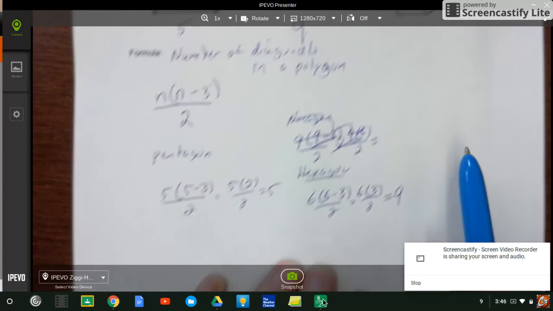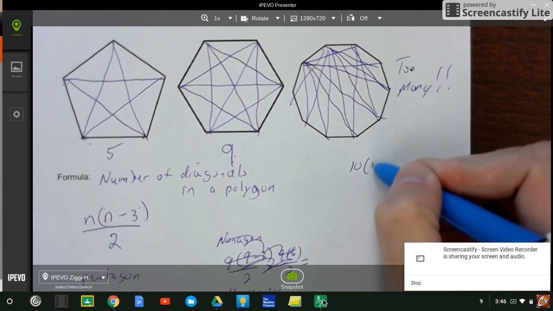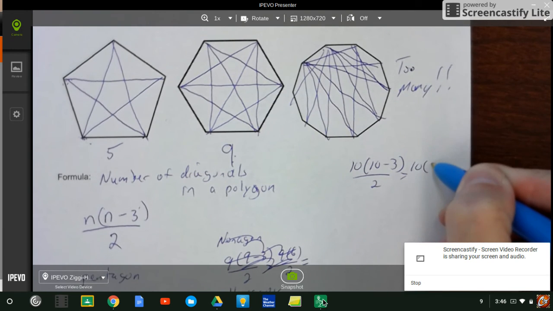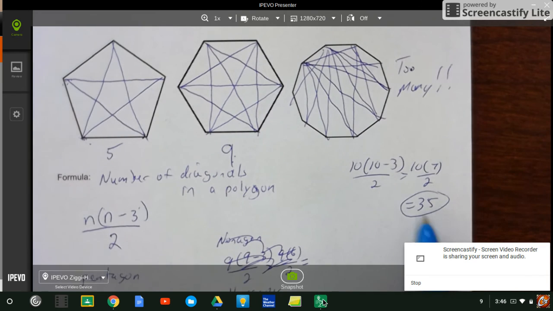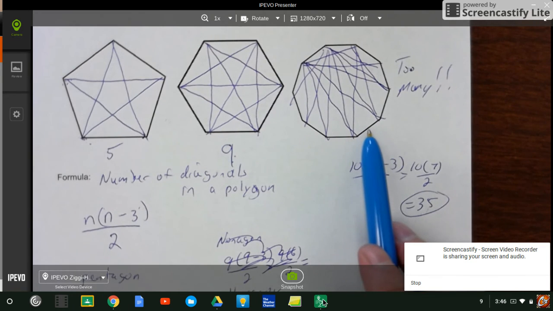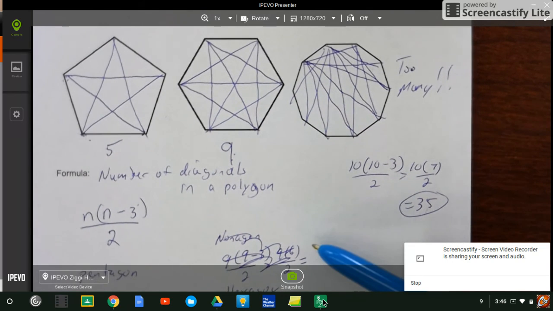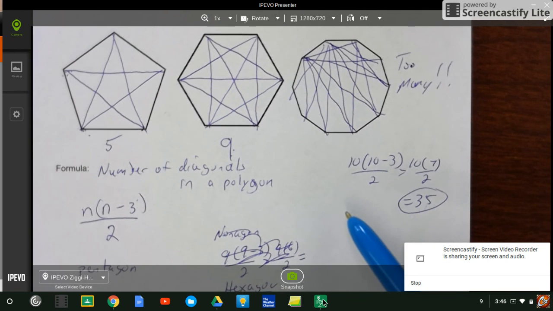So let's bring that back to my 10-sided. So 10 times (10 minus 3) over 2. So that's 10 times 7 over 2, 35 diagonals. Now, that's not too bad. I could have counted 35, but I don't want to go too much higher. So here's your job. Fill out a chart to see how big it gets with so many more sides and how many diagonals we can get.